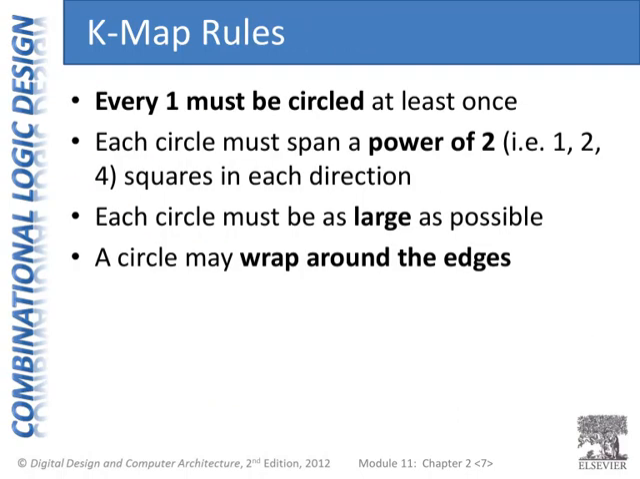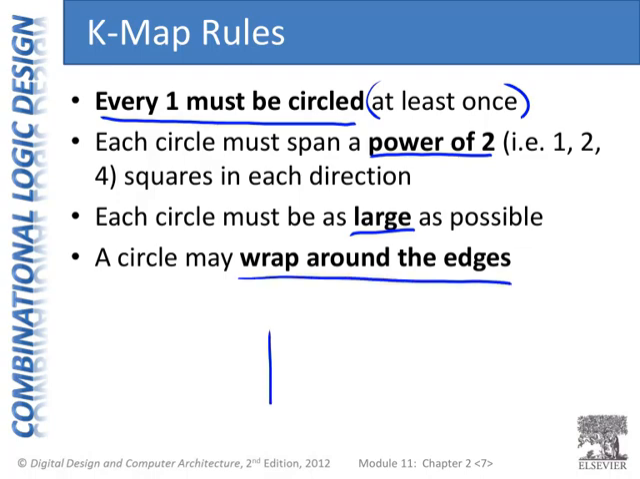So let's talk about K-map rules in general. Every one must be circled. It could be circled multiple times, but it must be circled at least once. Each circle must span a power of 2 boxes. So 1, 2, 4, 8, etc. And each circle must be as large as possible, so we can have a minimal form of our equation. Now, a circle may wrap around the edges.